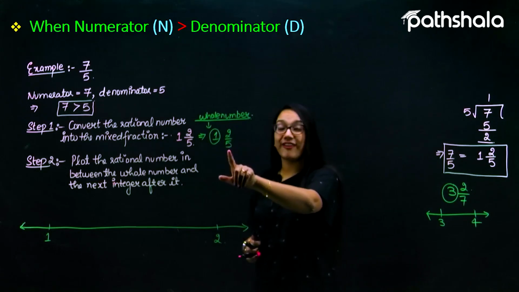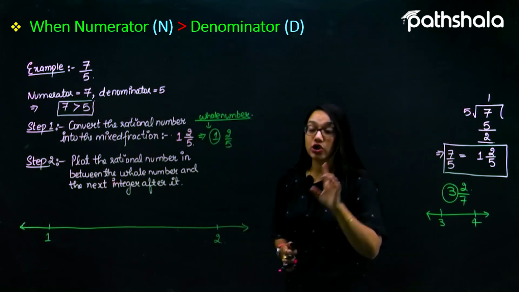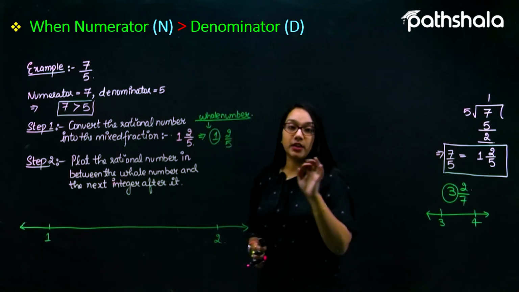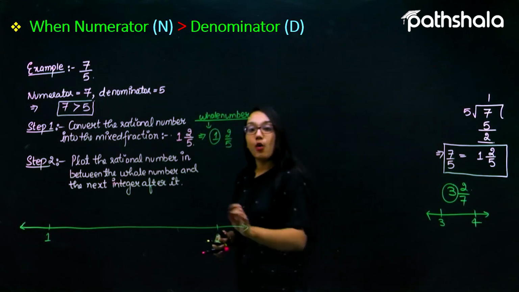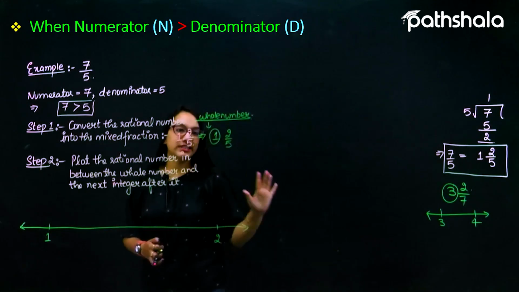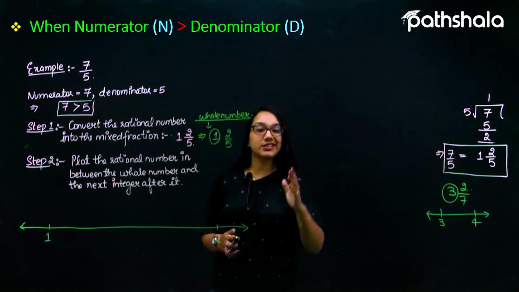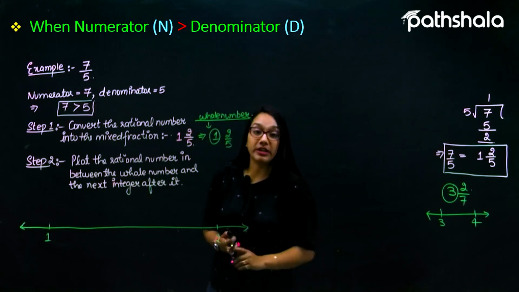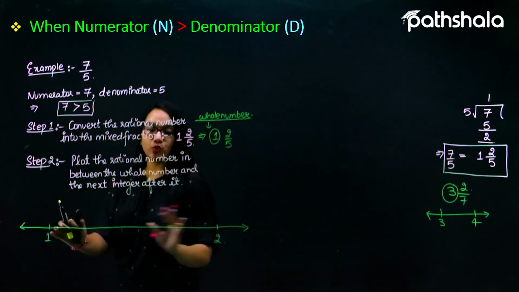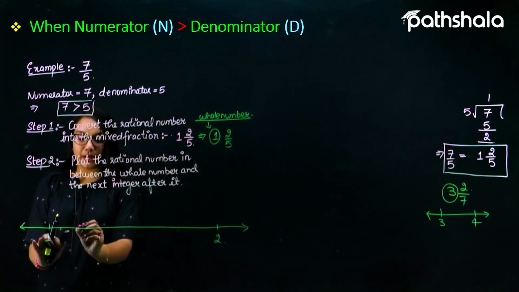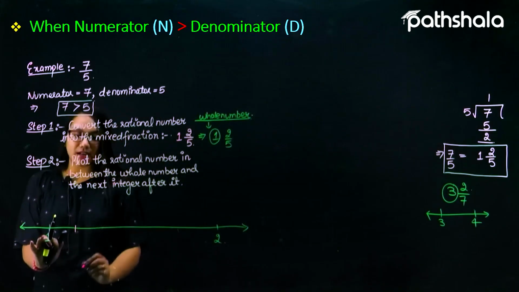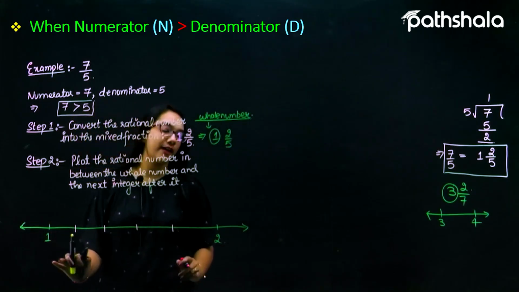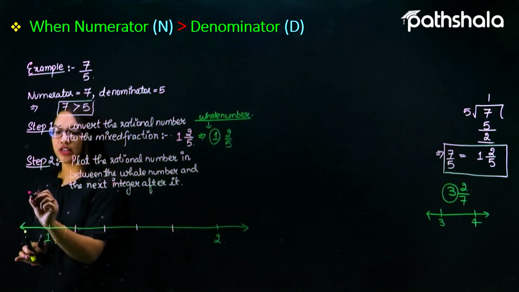Now the same concept as we did when the numerator is less than the denominator: you have to see this 2 by 5 fraction, and in the same way you have to see 5 first. 5 is in the denominator, so you have to divide 1 to 2 into 5 equal sections. The process is the same as when the numerator is less than the denominator. So let us suppose I am dividing it into 5 equal sections as 1, 2, 3, 4 and 5.